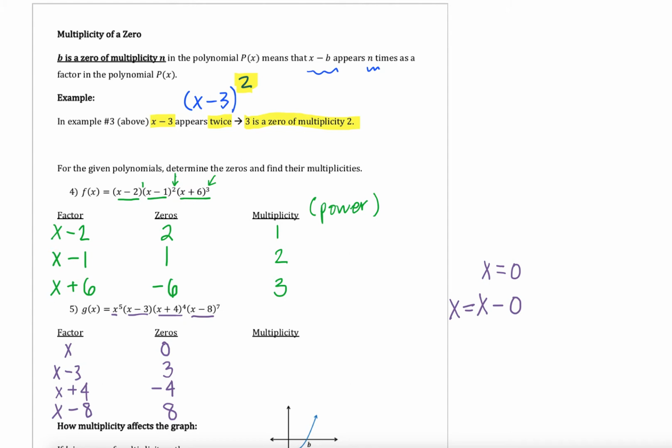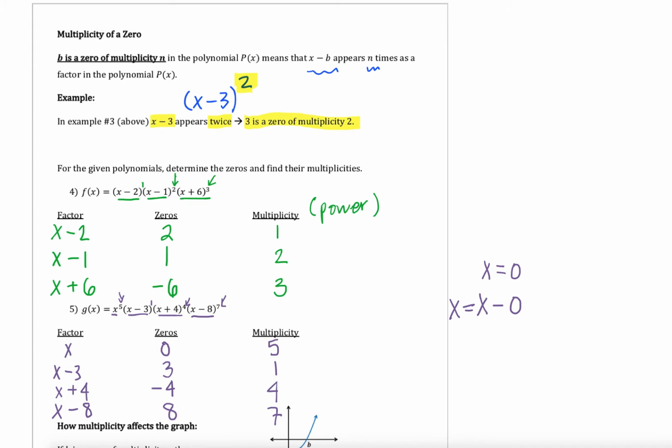So for our first zero of x equals 0, our multiplicity would be 5, since that is the exponent on that corresponding factor. For our next zero of x equals 3, our corresponding multiplicity would be 1, since I have that invisible 1 as my power. For the negative 4, the multiplicity there would be positive 4, since that's the power that we have on the corresponding factor. And for our last zero of 8, our multiplicity would be 7, since that is the corresponding power for that factor.